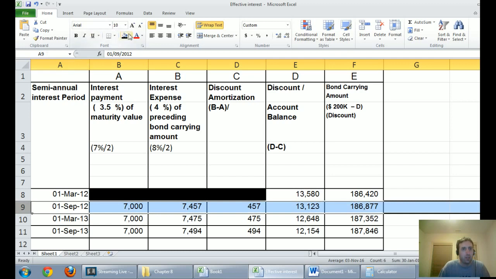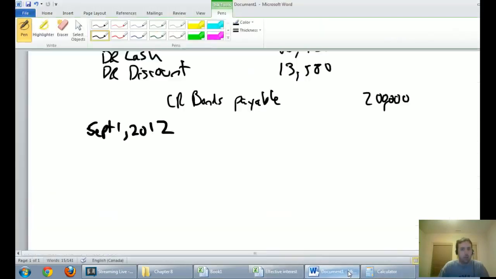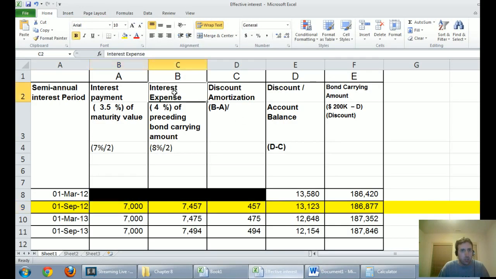There's the row for September 1st, 2012. And we make a payment of $7,000. Well, when I make a payment, credit cash. Let's do that. Credit cash, 7,000 bucks. And we're going to have a debit or two here. Certainly one. We're going to debit interest expense. You can see the next column is interest expense. Expenses always take a debit. This is no exception. Debit interest expense, $74.57.